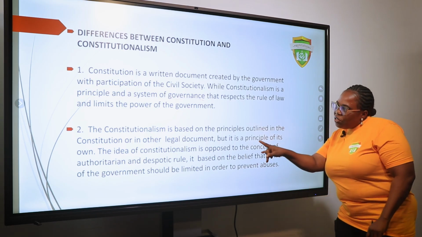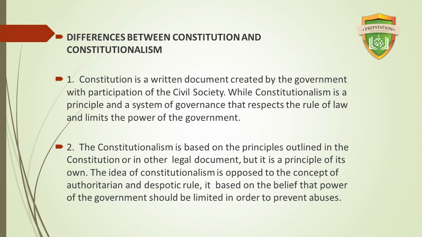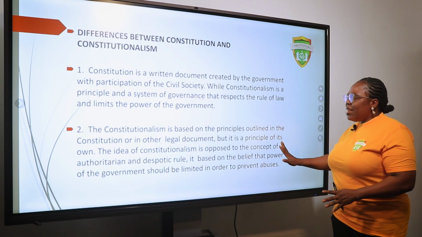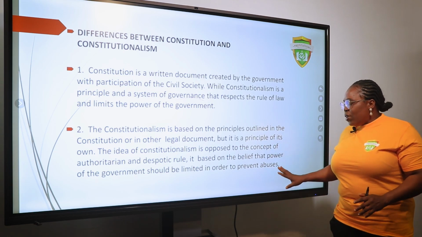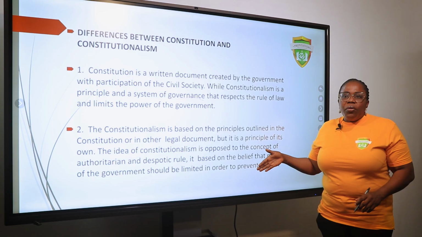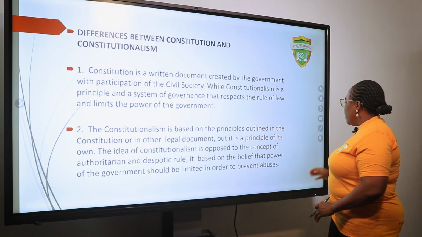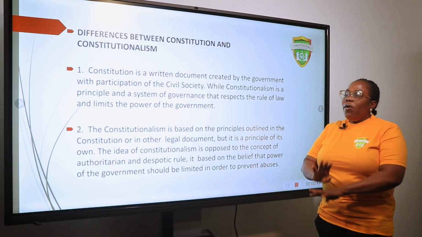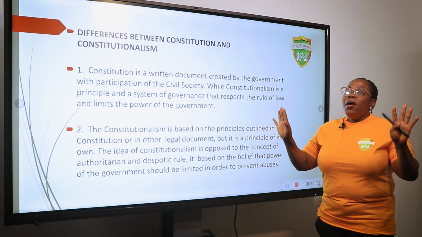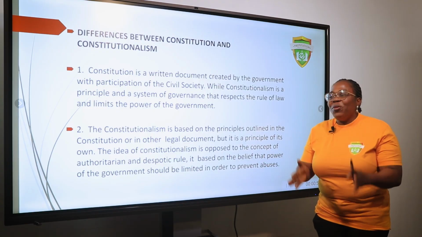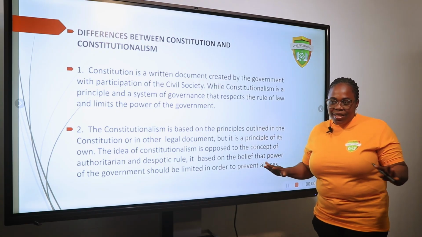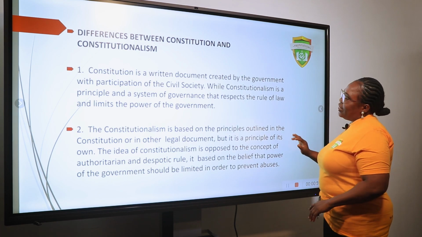Then constitutionalism says it is based on the principles that have been outlined in the Constitution or in other legal documents. So these are the things you need to take note of. Why do we have constitutionalism? Is to prevent abuse of power. Take note of this. The whole essence of constitutionalism is to make sure government does not abuse power. That is the essence. All right, let's go to the next slide.